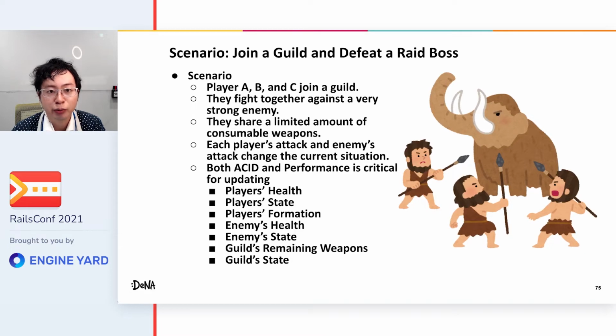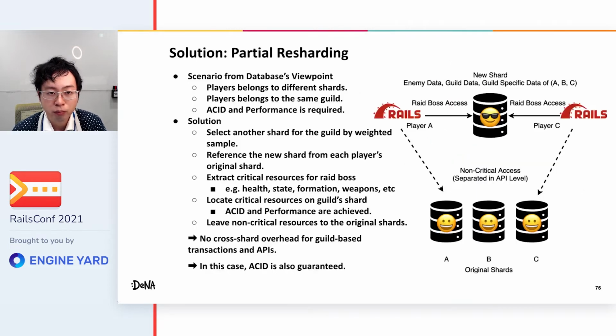Both ACID and performance are critical for updating player's health, state, formation, and enemy's health, state, and guild's remaining weapons and state. The solution is partial resharding. From the database's viewpoint, players belong to different shards, and players belong to the same guild. Both ACID and performance are required here.